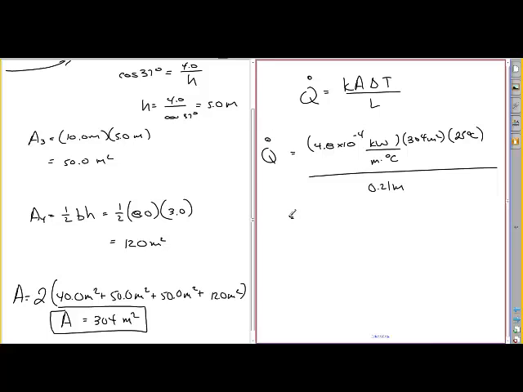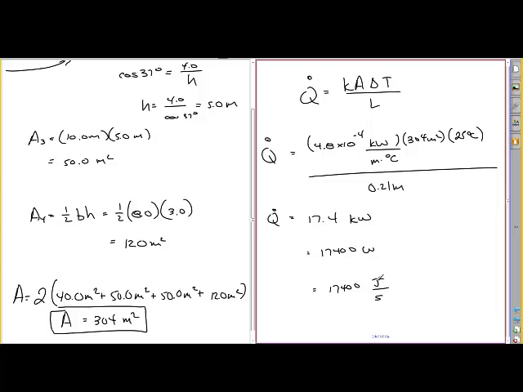That tells us how fast the heat is leaving per second. 4.8 e to the minus 4 times the area, 304, times the temperature difference, 25, divided by 0.21. So we get Q dot is 17.4 joules. Well, it's actually kilowatts. Meters cancel out, degrees C cancel out, so we get kilowatts. Or 17,400 watts, which is 17,400 joules per second.